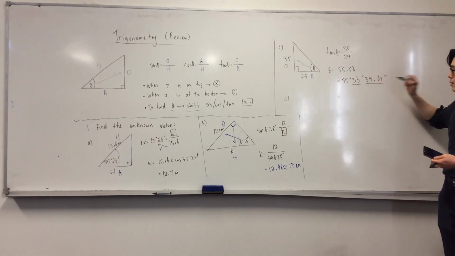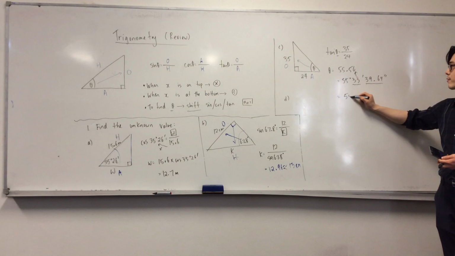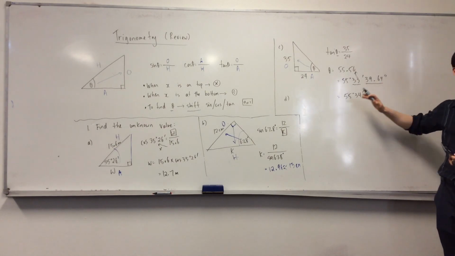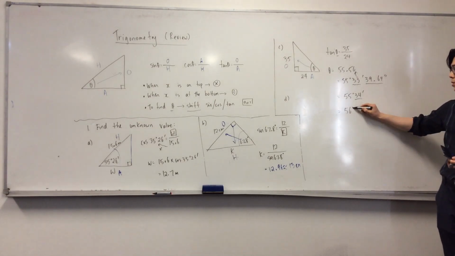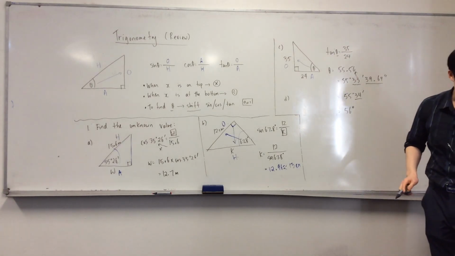Girls, if that is 30 or more, this goes up. So this is 55 degrees and 34 minutes because that is bigger than 30. Girls, if I were to round this to the nearest degree, would it be 55 degrees or 56? 56, because this is 30 or more, so it goes up. Yeah, so it really depends on what they ask. All right, girls, those are the basic questions.